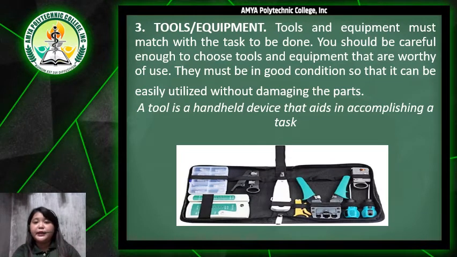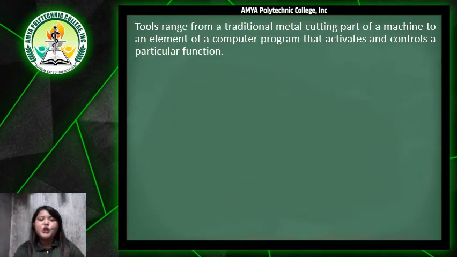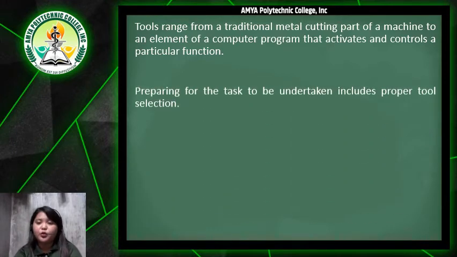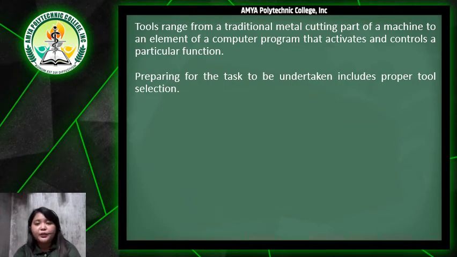That is the container for the tools. Next, tools range from a traditional metal cutting part of a machine to an element of a computer program that activates and controls a particular function. So preparing for the task to be undertaken includes proper tool selection.